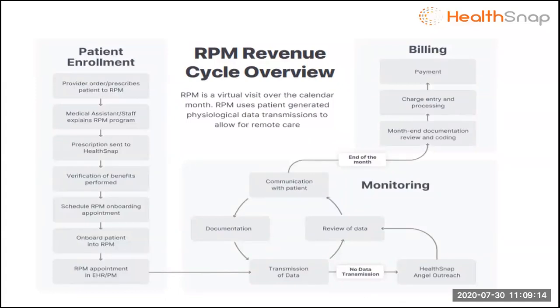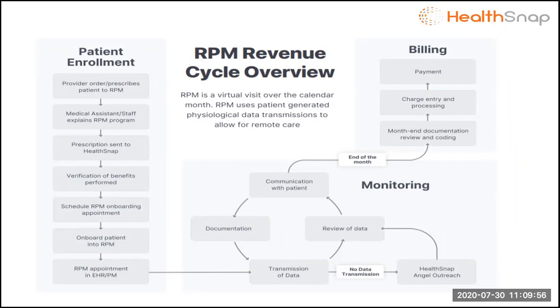This is an overview of the program as we just discussed. It starts with patient enrollment based on medical necessity, moves to the medical assistant or the staff lead to fully explain the RPM program to the patient, engaging with both the patient and the vendor. Then that prescription is sent to us at HealthSnap. We perform the insurance verification for the patient, outreach to the patient with any financial responsibility, explaining again the program based on your prescription. We schedule the onboarding appointment, onboard the patient into the remote patient monitoring program so the patient can begin their transmission of data.